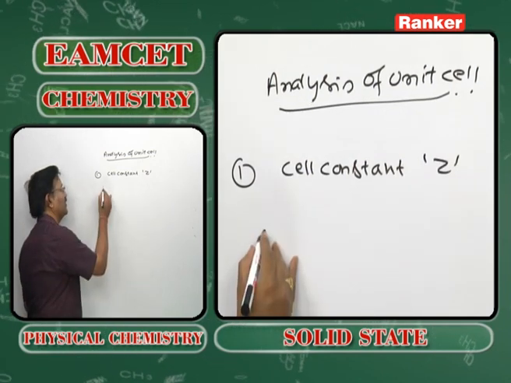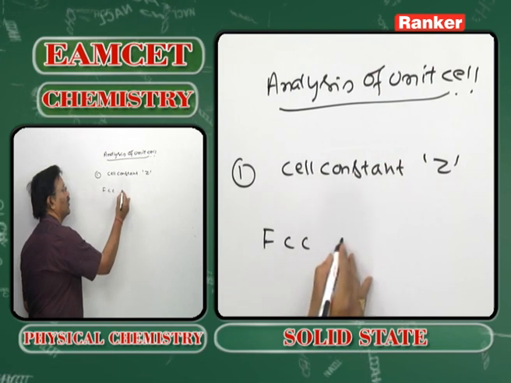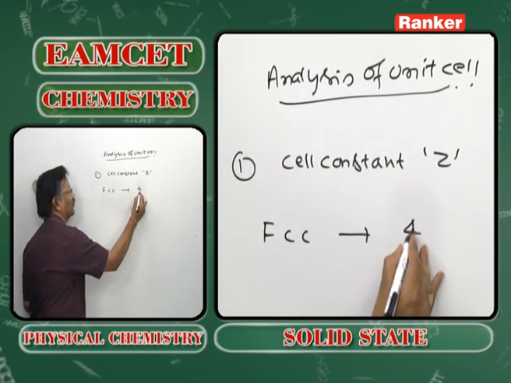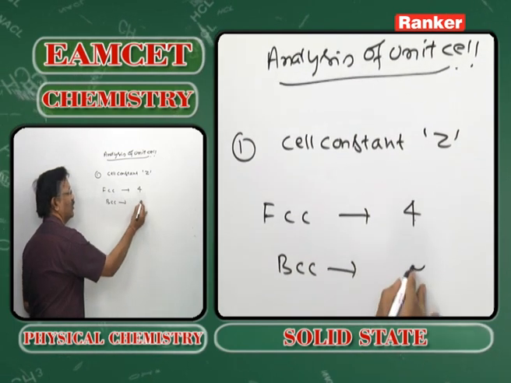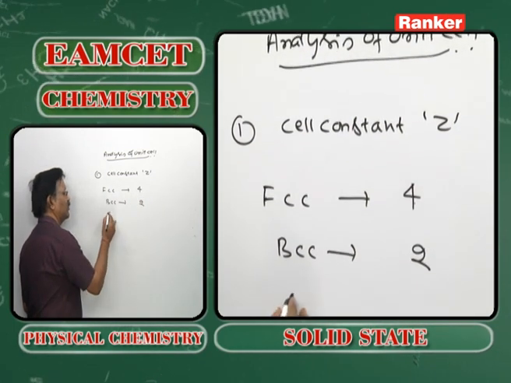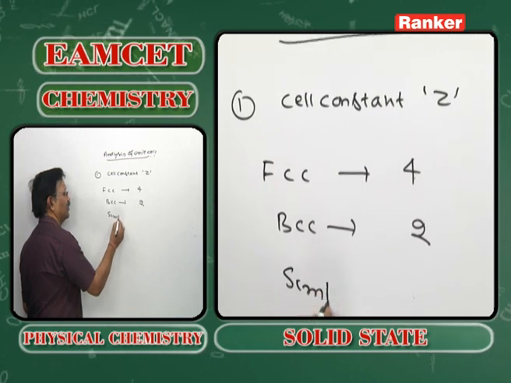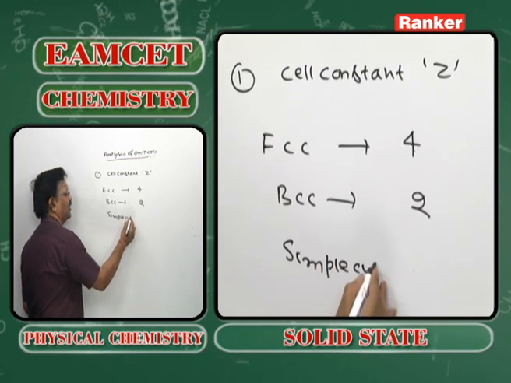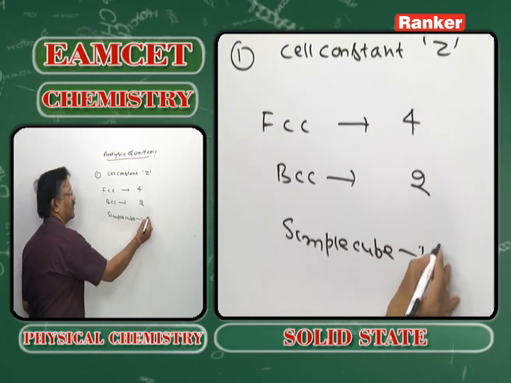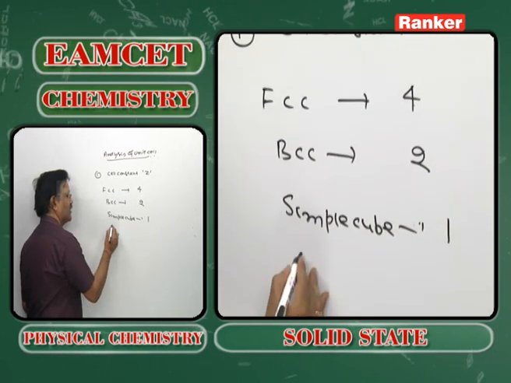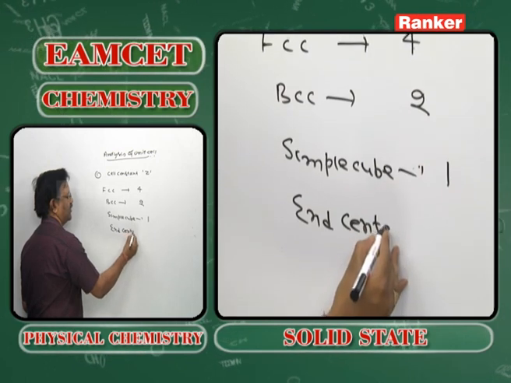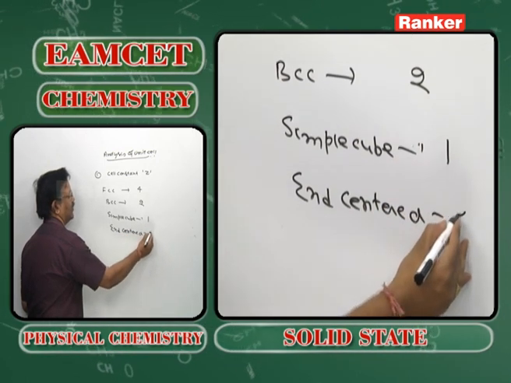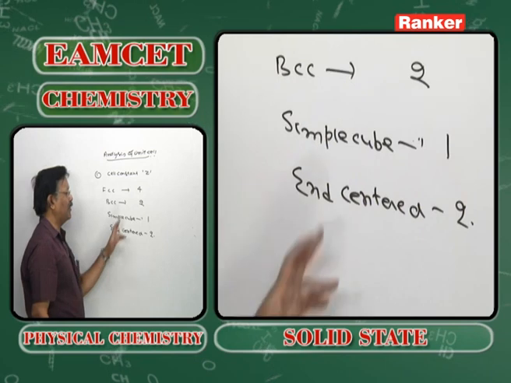In FCC, what is the number of effective atoms? 4. In BCC, what is the number of effective atoms? 2. And in simple cube, what is the number of the effective atoms? 1. In end-centered cube, what is the number of the effective atoms? 2.